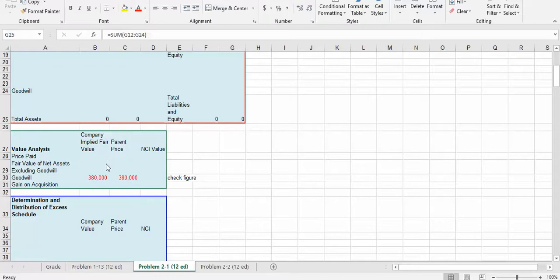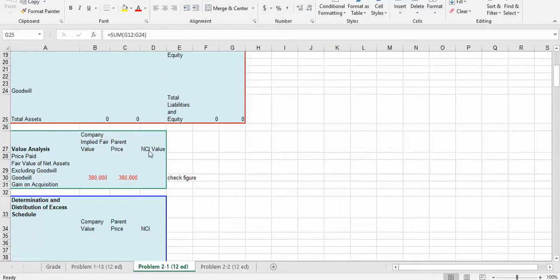And on the value analysis, what you're doing is you're looking at what was paid for the assets minus the fair market value of the assets, and the rest will be goodwill. And so there's a little check figure there to show you what your goodwill should be. That's an important number, so that's why I wanted to allow you to have it.